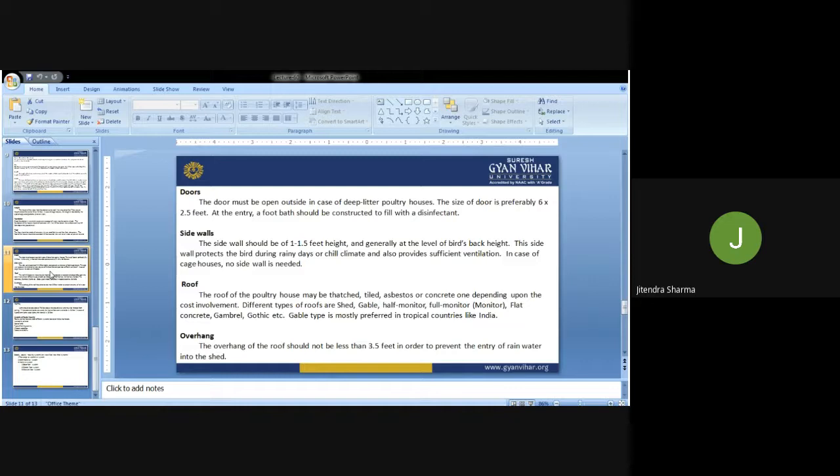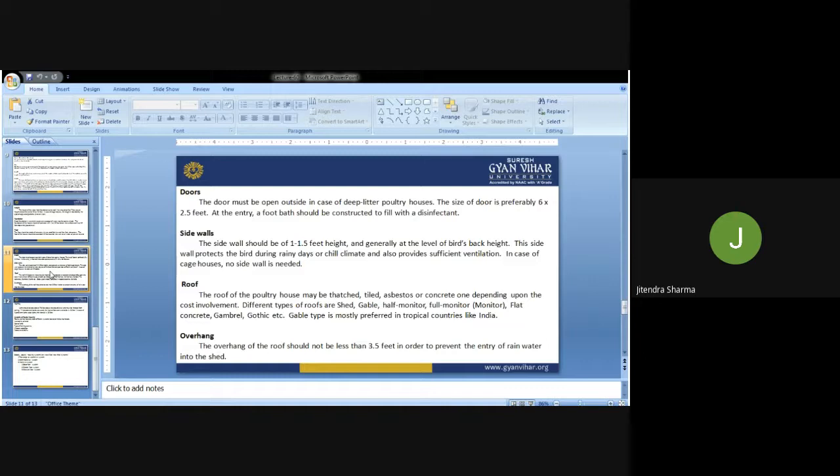At the entry we have to arrange a footpath, which is very much required, because we know that birds are very sensitive. If unwanted people enter where the birds are, for various reasons, sometimes we allow them to enter. Although the entry of unwanted people should be avoided in the shed, if at all we are allowing them, then at least the footpath should be there, to prevent unnecessary spread, because in the deep litter system this becomes a very serious issue.